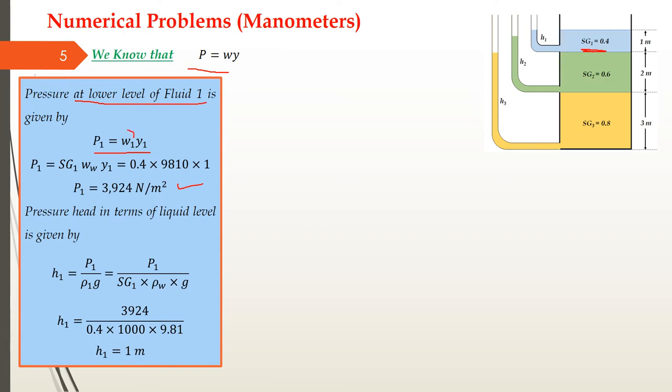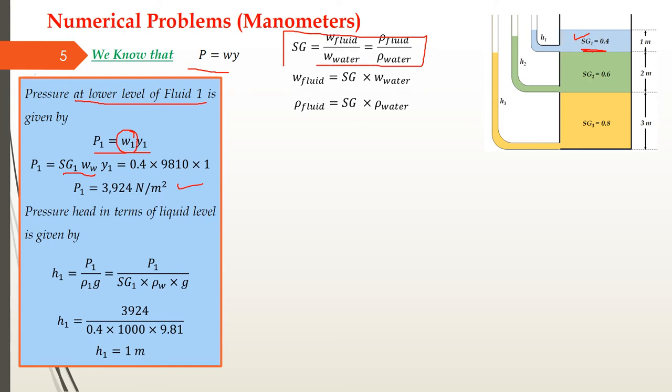This is basically the specific weight of this liquid. We have the specific gravity over here, so we will try to convert it to specific weight. The formula for specific gravity is the specific weight of the fluid divided by the specific weight of the water, or the density of the fluid divided by the density of the water. After conversion, the specific weight of the fluid will be given by specific gravity multiplied by the specific weight of the water. We have used this formula over here, and y1 is your height, which is given to you.